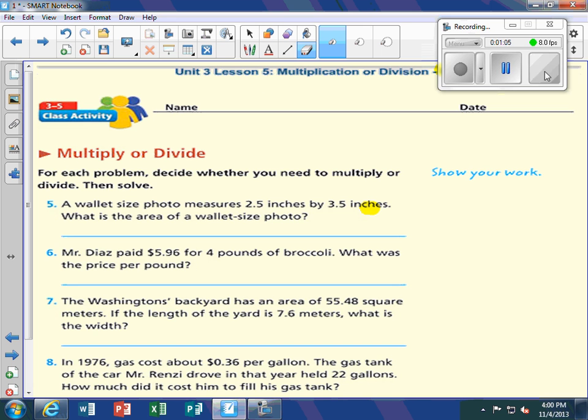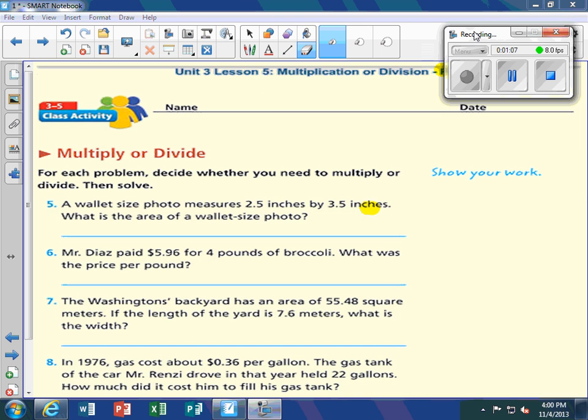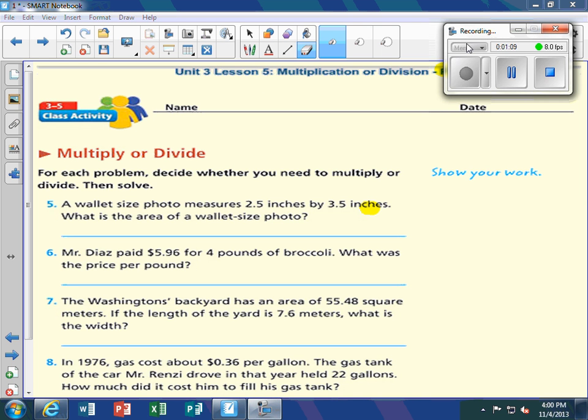Let's do 5 and 6. So I think we're on the next page, page 94. 5 and 6, multiply or divide. For each problem, decide whether you need to multiply or divide, then solve. So let's look at number 5. A wallet-sized photo measures 2.5 inches by 3.5 inches. What is the area of a wallet-sized photo? You're dealing with area. Hopefully you recognize that when you're dealing with area, you are multiplying. So this problem is to multiply.